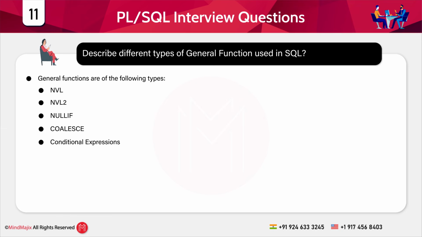The next function is NULLIF. This function compares two expressions and returns null if they are equal, or the first expression if they are not equal. The syntax again is very simple. You write NULLIF and expression1 and expression2 in round brackets. Then you have the COALESCE function, which returns the first non-null expression in the expression list. The advantage of COALESCE over the NVL function is that COALESCE can take multiple alternative values. And then you have the conditional expressions, which provide the use of if-then-else logic within a SQL statement.